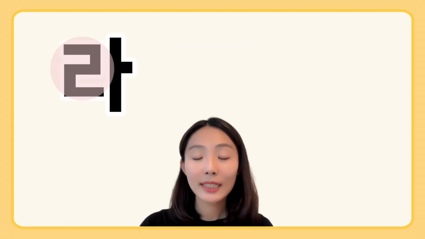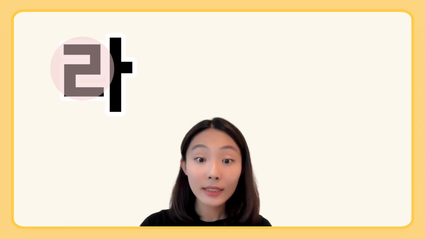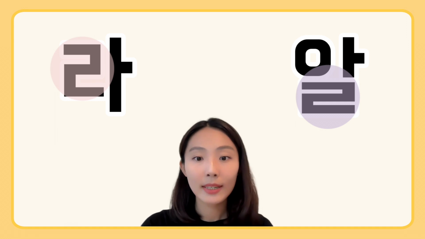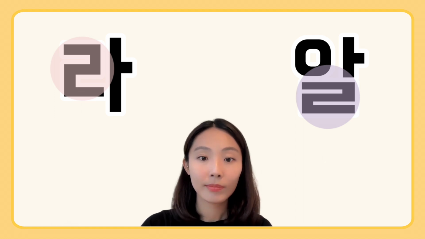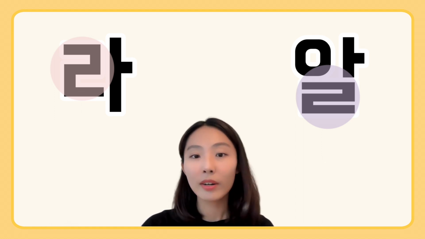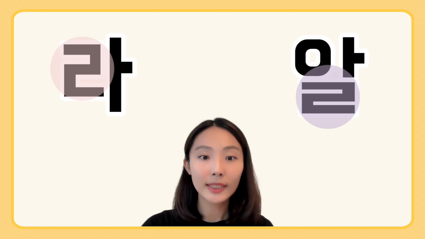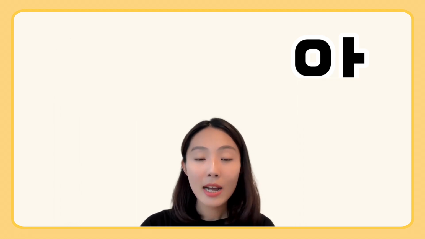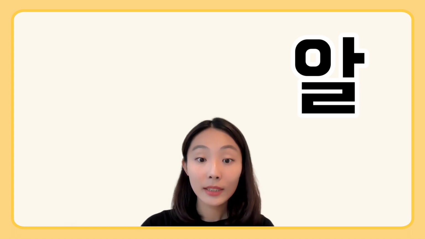The basic sound of this consonant is L. But when this consonant comes as a 받침, it sounds like 을, not R or L, but 을. So, A plus 을 becomes 알.